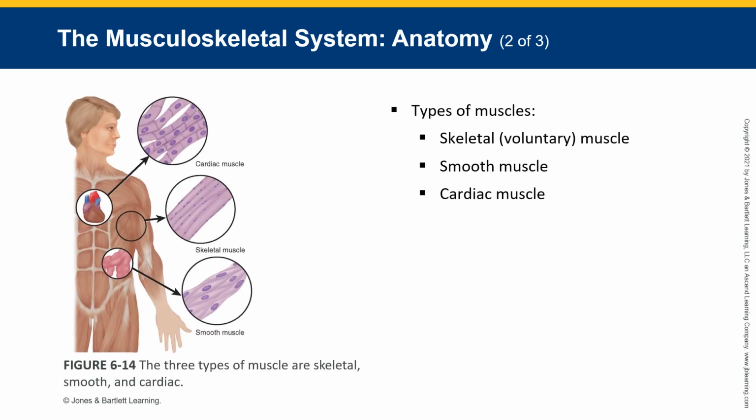Types of muscles. You have 3 different types. You have your skeletal, which is your voluntary, so I tell my arm to move. Your smooth muscle, your intestinal lining, your GI tract. Then your cardiac muscle. Cardiac muscle is the heart muscle.